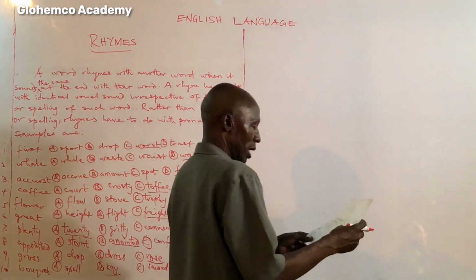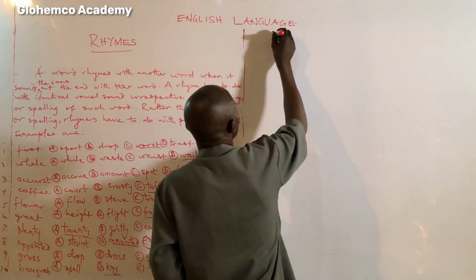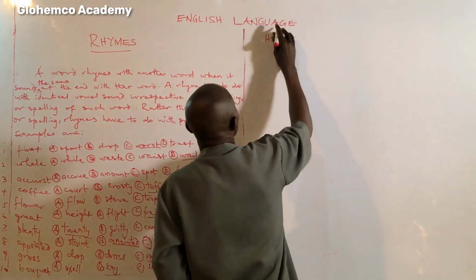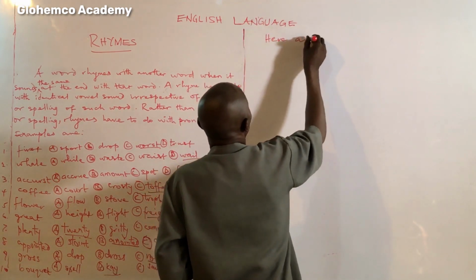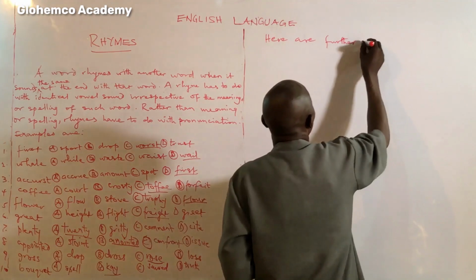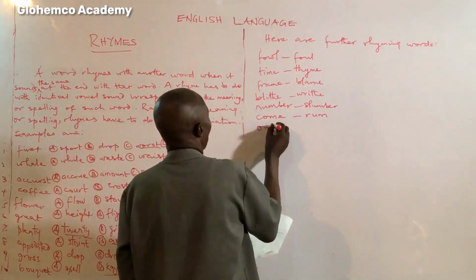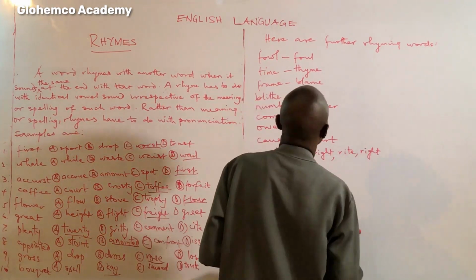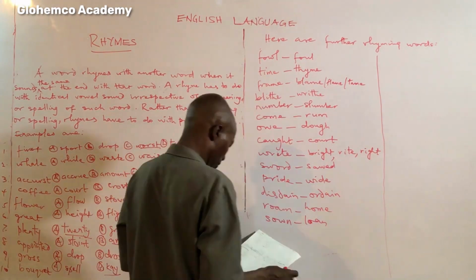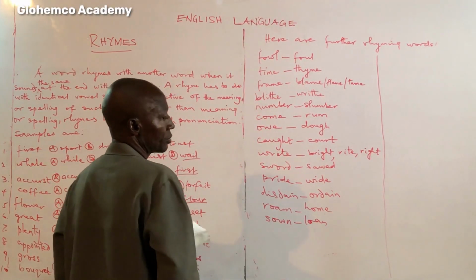Now you write down these ones. They are rhymes. Here are further rhyming words.